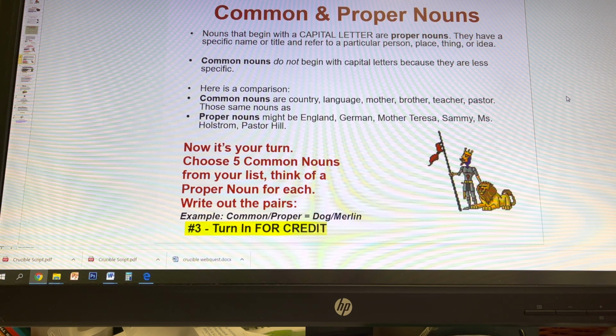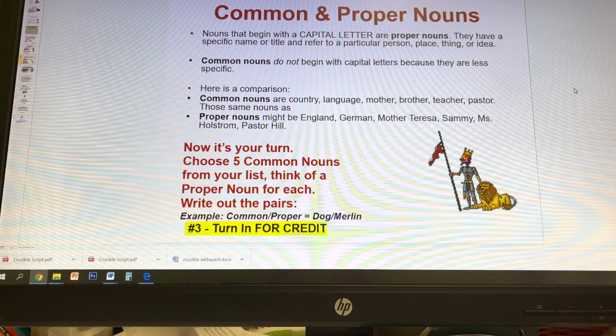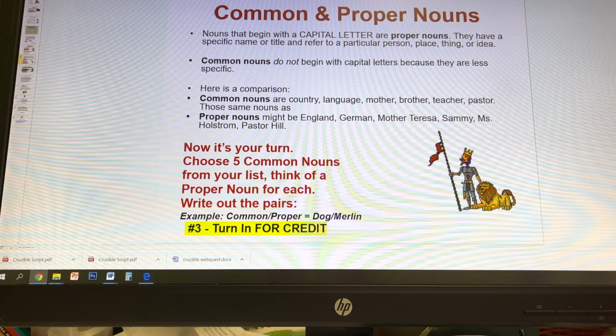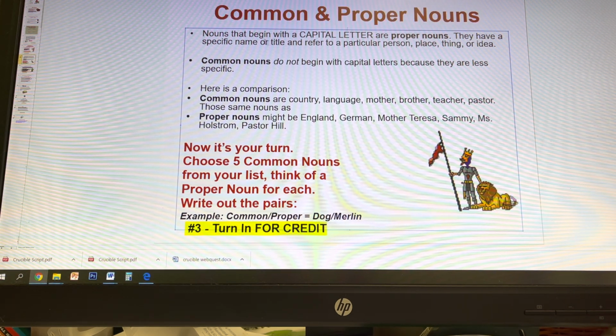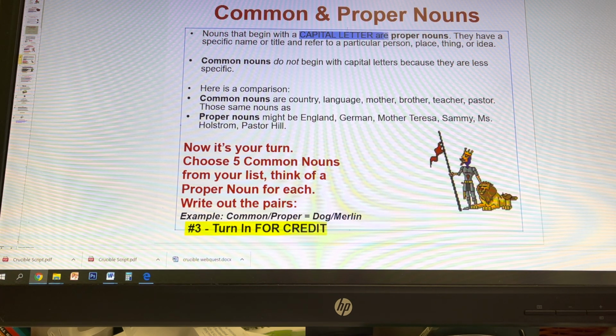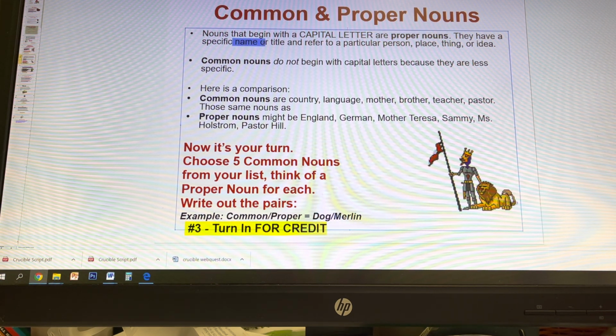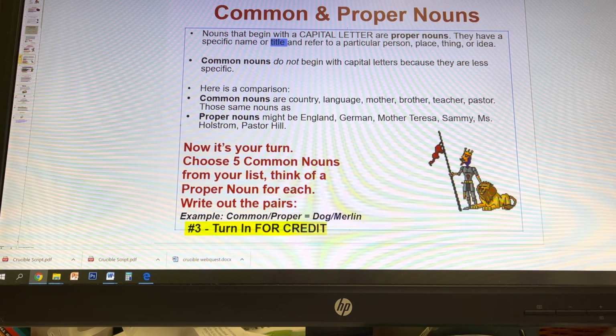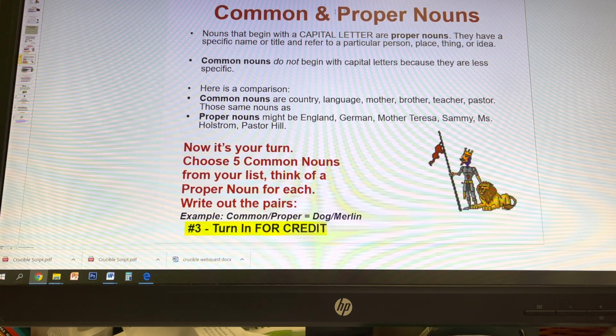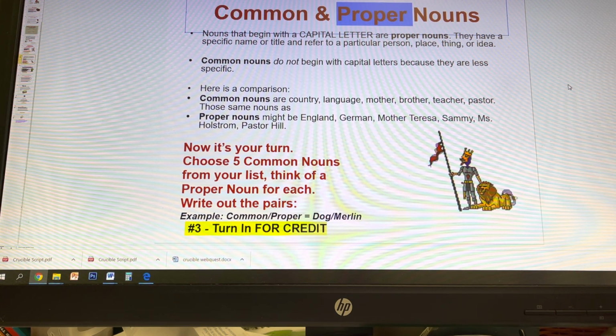All right, common and proper nouns. You're still going to use your list, so hang on to it. But let's look at what common and proper mean. Common and proper nouns, nouns that begin with a capital letter and are naming things such as a proper name, I know you've heard that before, a title, or referring to a particular person, place, thing, or idea are called proper nouns. That means that there's one of them, or at least hopefully there should only be one in a room. Common nouns do not begin with a capital letter.